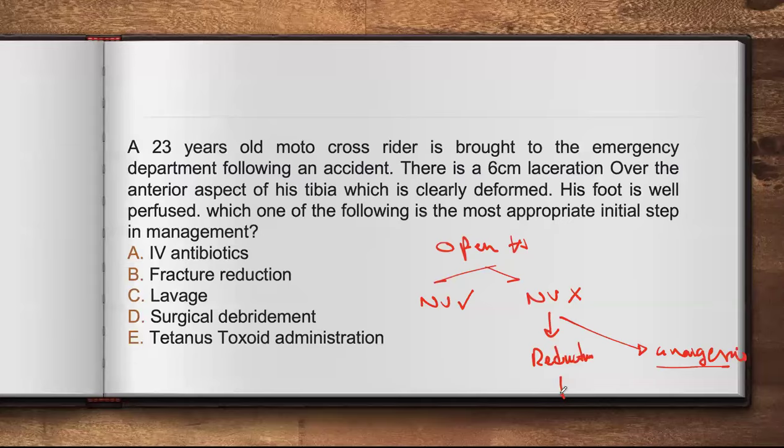Then we do the reduction and then we do the rest of the thing. If neurovascular status is normal, then for that patient, IV antibiotics will be the first thing. Then we look at whether this patient needs a tetanus. Does every patient need a tetanus?